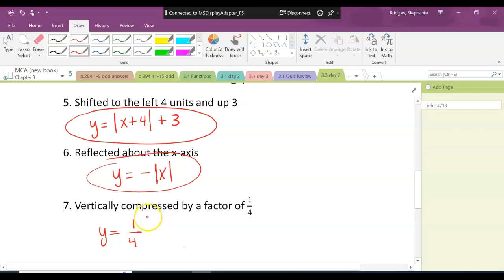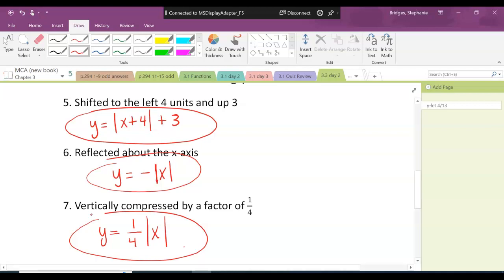Then what? 1/4 times the absolute value of x, right? That's where a stretch or compression goes. It goes in front of it. Is everybody okay with that? Okay, now before we move on, go ahead.